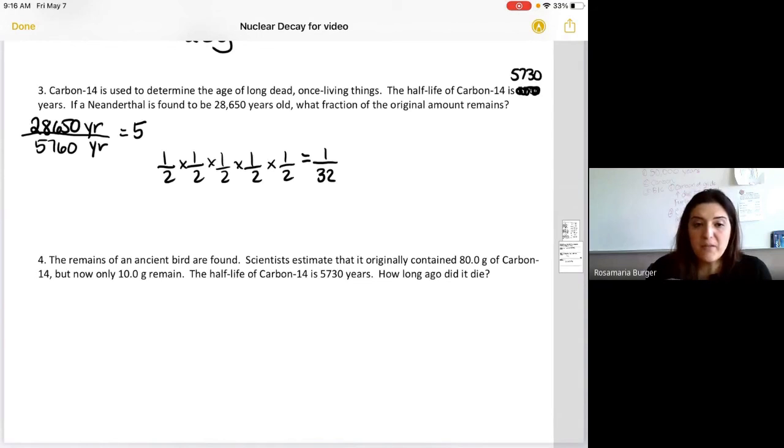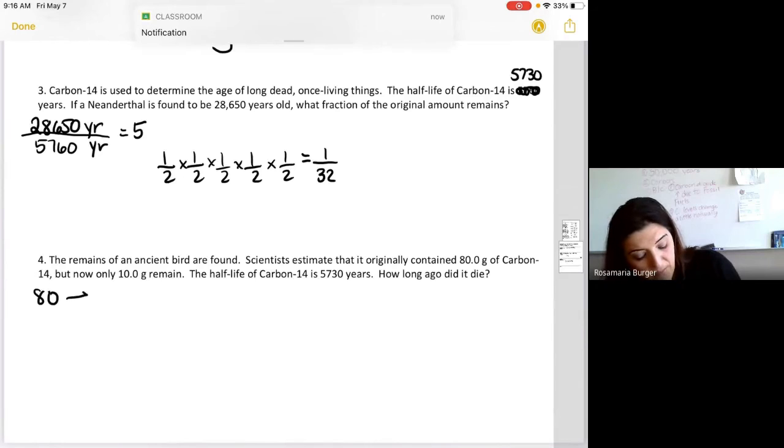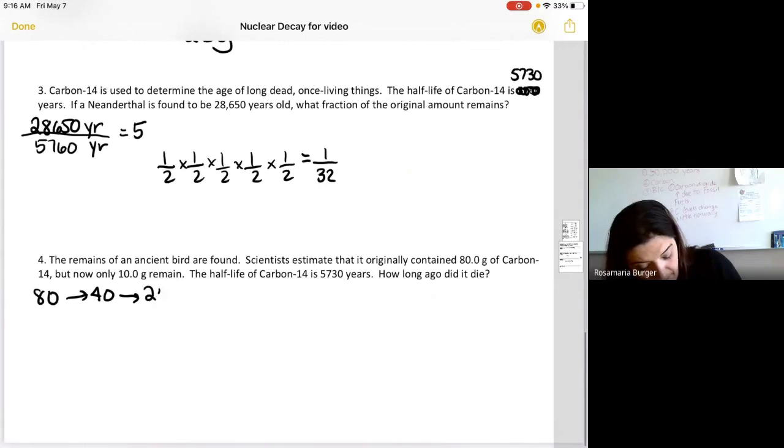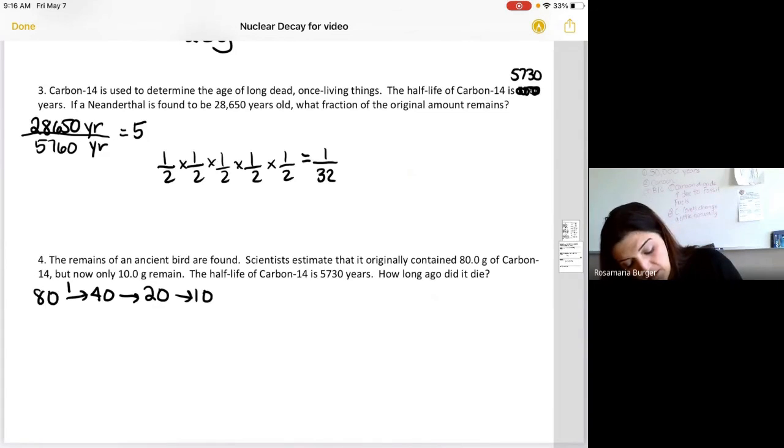Here we have the remains of an ancient bird are found. Scientists estimate that it originally contained 80 grams of carbon-14, but now only 10 grams remain. The half-life is 5,730 years. How long ago did it die? Well, I was given an original amount, and I'm given now my final amount. So here's what I'm going to do. I'm going to take my original amount, 80 grams, and cut it in half, 80 to 40 to 20 to 10. Now I'm going to see how many half-lives that is. That's 1, 2, 3 half-lives.